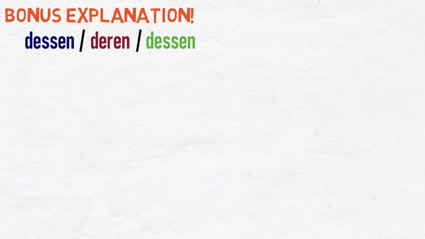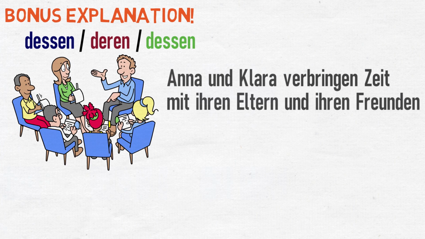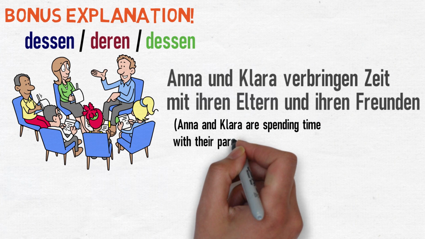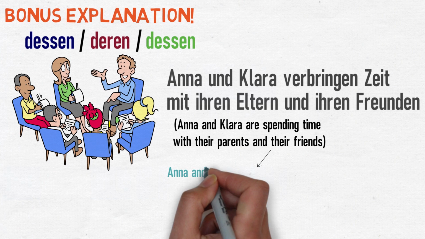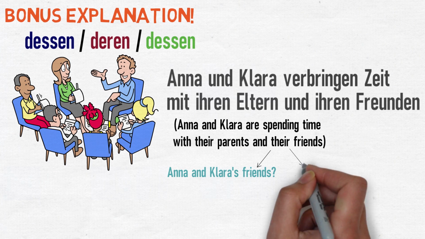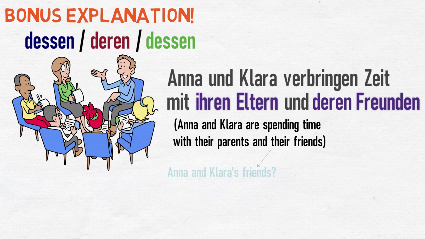For example, Anna und Clara verbringen Zeit mit ihren Eltern und ihren Freunden. Anna and Clara are spending time with their parents and their friends. In this example, it's not clear whether the friends are Anna and Clara's friends, or whether the friends are friends of Anna and Clara's parents. If you stick to this version, it implies the former, that the parents and the friends belong to Anna and Clara. If you write Anna und Clara verbringen Zeit mit ihren Eltern und deren Freunden, it clarifies that the friends belong to the parents, the last noun mentioned before deren.